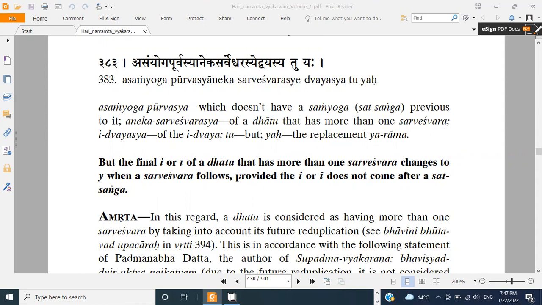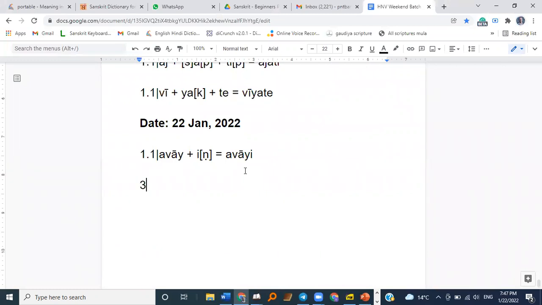So first of all, Sutra 381 says Dhatus Chatussanasya Go Sarveshwari. That if at the end of a dhatu we have either of them, and a Sarveshwara following, then the Chatusana changes to Iya and Uv respectively. The Idvaya changes to Iya, Iy, and Udvaya changes to Uv. So that's 381. 382 is just a continuation of 381.